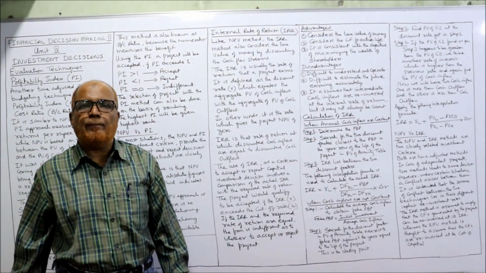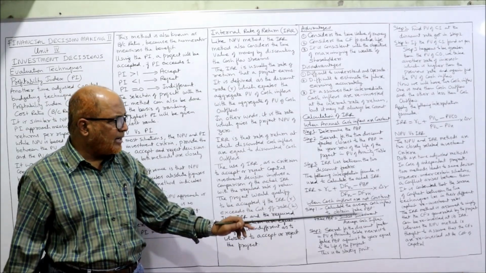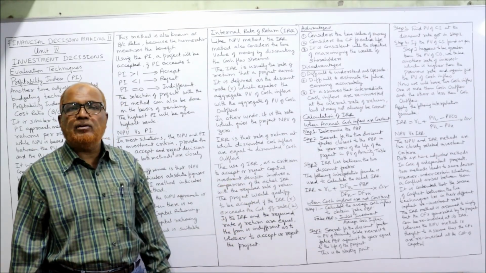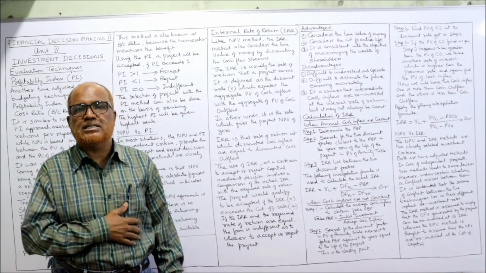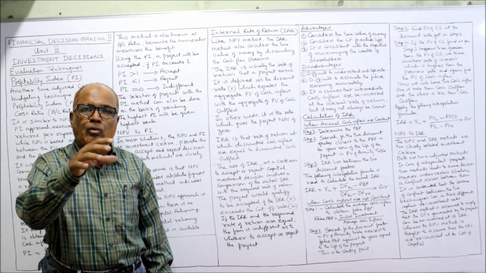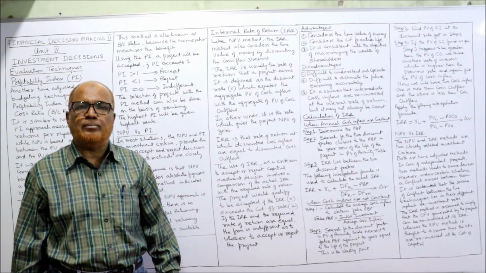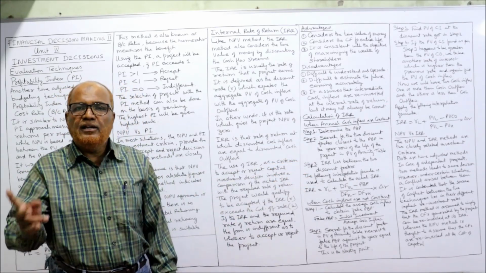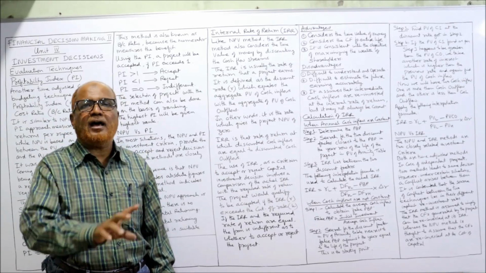This formula will be applied when annual cash inflows are not constant, and the other formula we apply when the annual cash inflows are constant. We are going to apply these formulas in the coming problems where we have to calculate IRR. Now, the differences between NPV and IRR.